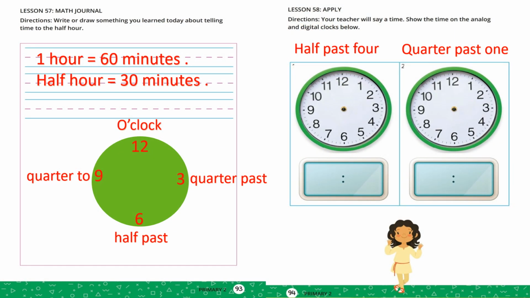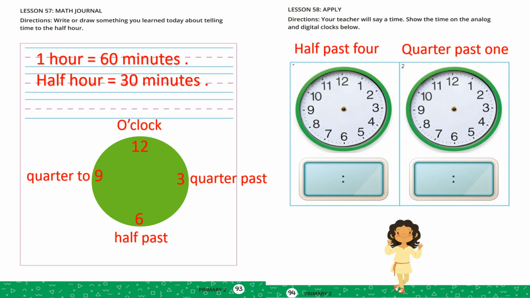Now open page 93 and 94, our math journal. Write or draw something you learned today about telling time to the half hour. We learned that 1 hour equals 60 minutes. Half hour equals 30 minutes. And we learned that when the long hand on 12, it tells me o'clock. When the long hand on 3, it tells me quarter past. On 6, half past. On 9, quarter to.